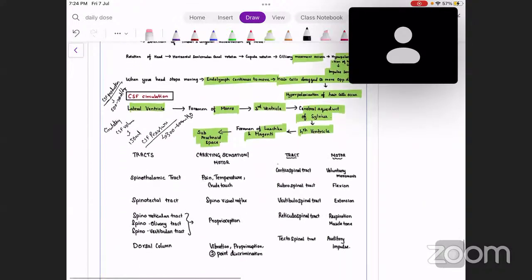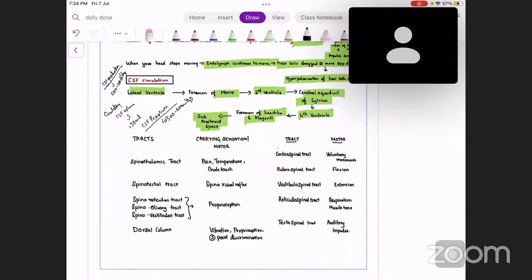Okay, then you have the tracts. What tracts are there? What tracts carrying what fibers are there? Spinothalamic tract, pain, temperature, crude touch. And we have the spinotectal tract, spinovisual reflex, spinoreticular, olivary, vestibule. All of them will be doing proprioception. Dorsal column, vibration, proprioception, and 2-point discrimination we have done. Okay, so we have done the sensory tract.